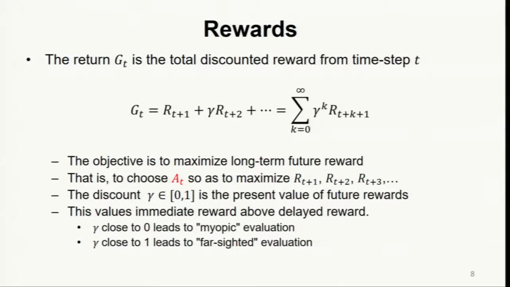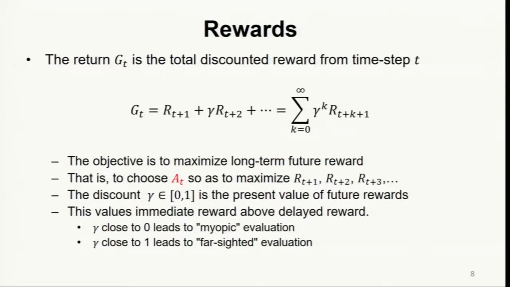So the objective is to maximize the long-term future reward. That is, to choose an action so as to maximize not only R_{t+1}, but you need to consider R_{t+2}, R_{t+3} as well. So the discount factor is the present value of future rewards. Of course, it's between 0 and 1, and this values immediate reward above any delayed reward.